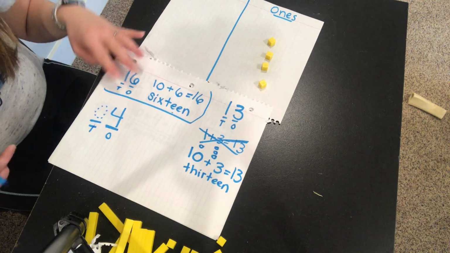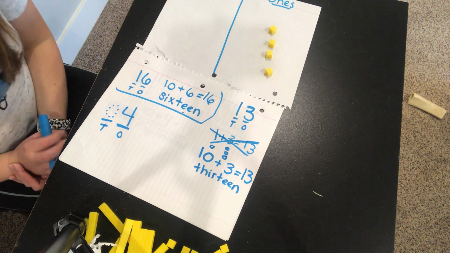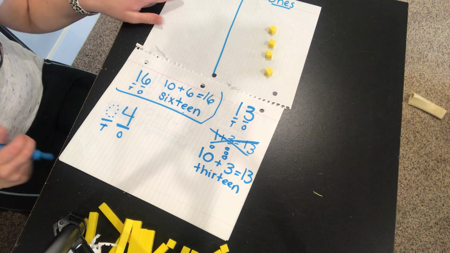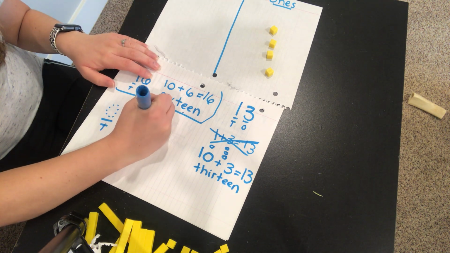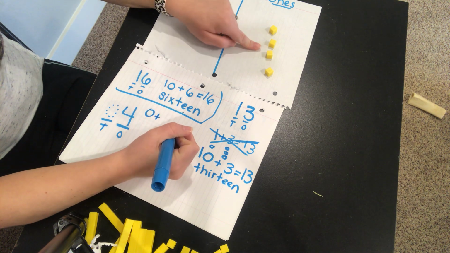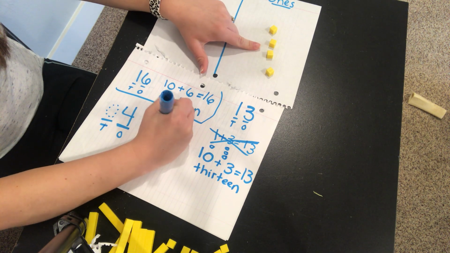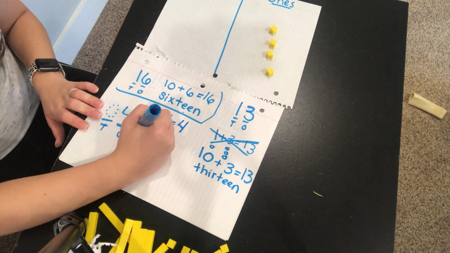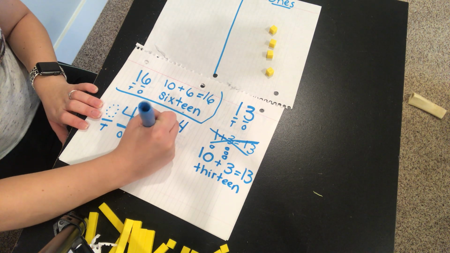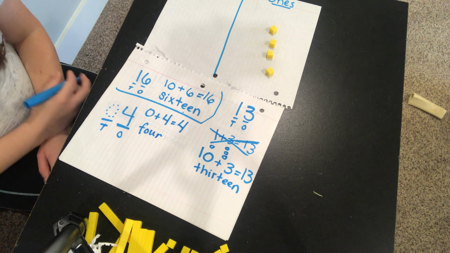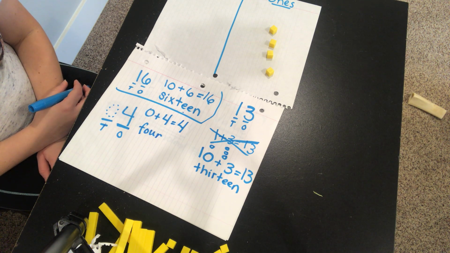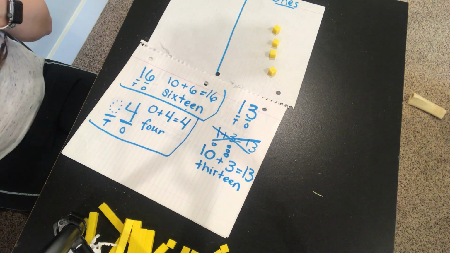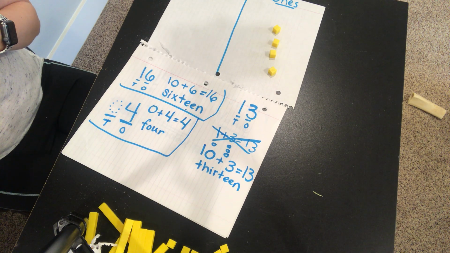All right, now for expanded form. It gets a little trickier whenever you only have one-digit numbers. So for expanded form, there are 0 tens, so just 0 plus how many ones? 4. 0 plus 4 equals 4. And you can also write it in words, in word form, four. All right? Okay, we're going to do one more. I'm going to let you see if you can completely do it by yourself.